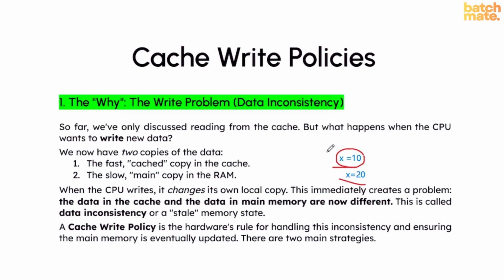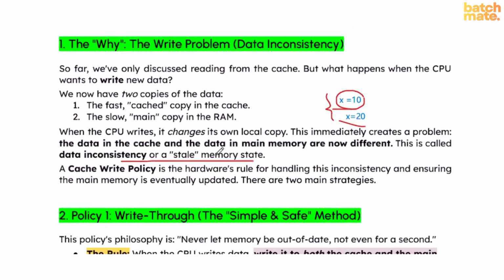The computer is effectively lying to itself. This is called data inconsistency, or a stale memory state. If another core tries to read from RAM right now, it gets the wrong answer. That is a disaster. So, we need a rule, a cache write policy.